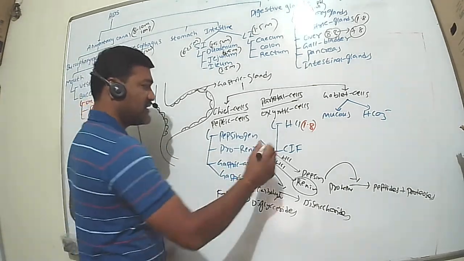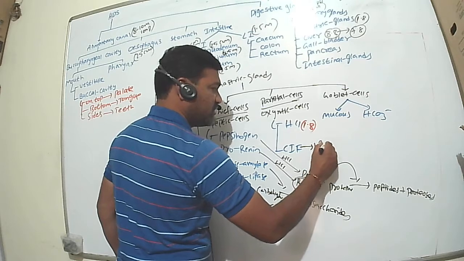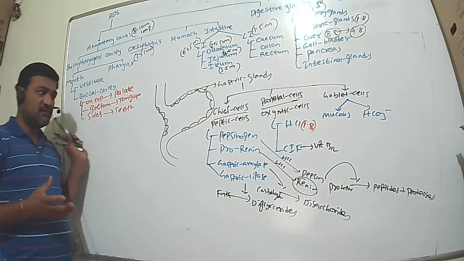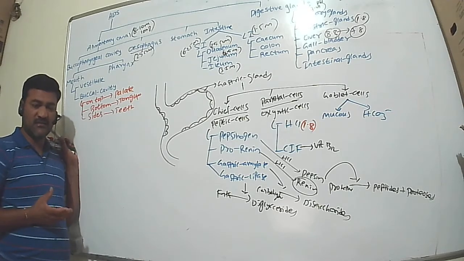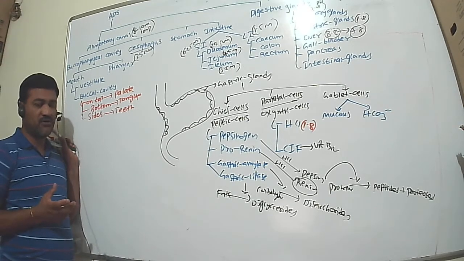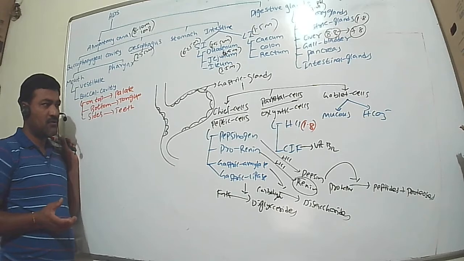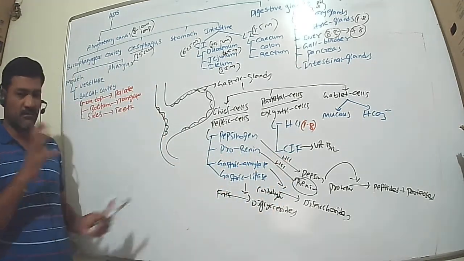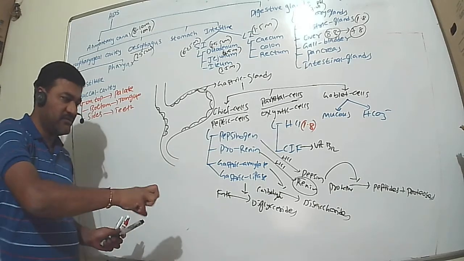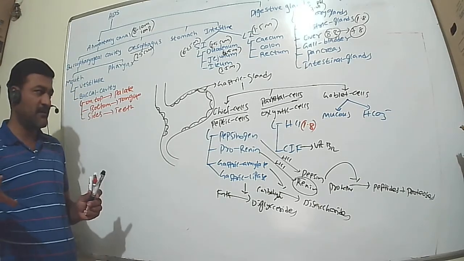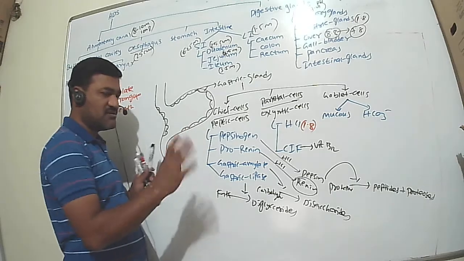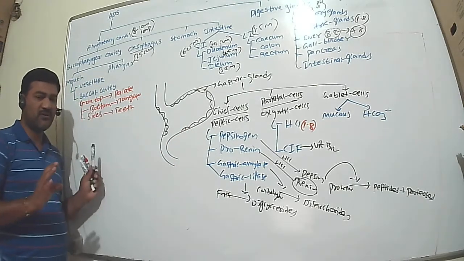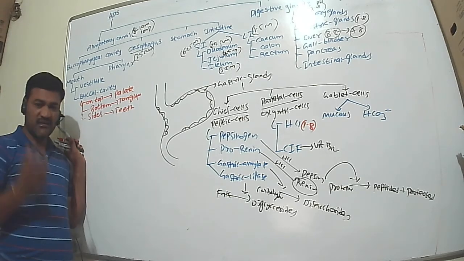And Castle's intrinsic factor helps in absorption of vitamin B12, cyanocobalamin, and vitamin B12 is essential for the formation of red blood cells. So deficiency of vitamin B12 causes pernicious anemia. Castle's intrinsic factor is just like a carrier molecule. It carries vitamin B12 from the food and dumps it into the blood. But when there is no intrinsic factor, definitely that causes deficiency of vitamin B12, and deficiency of vitamin B12 causes pernicious anemia, where there is a decrease in RBC count.